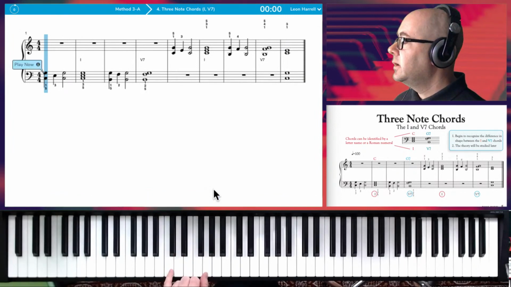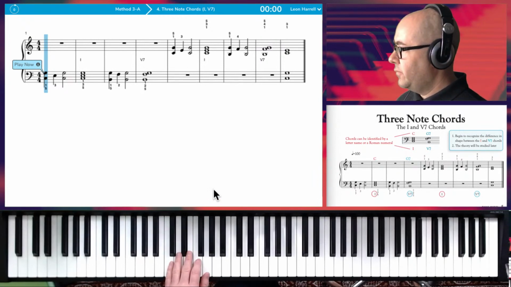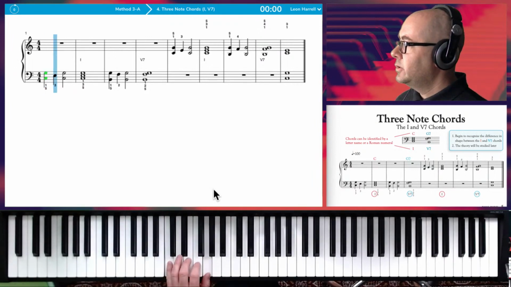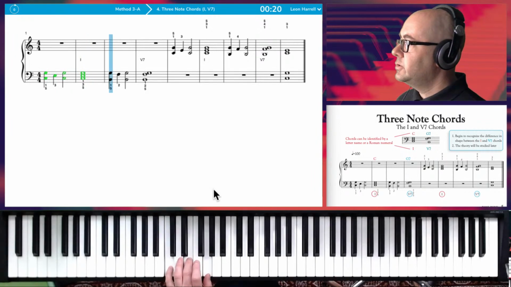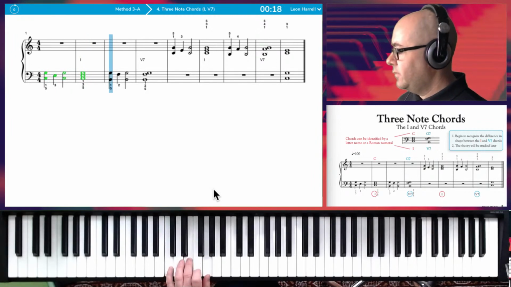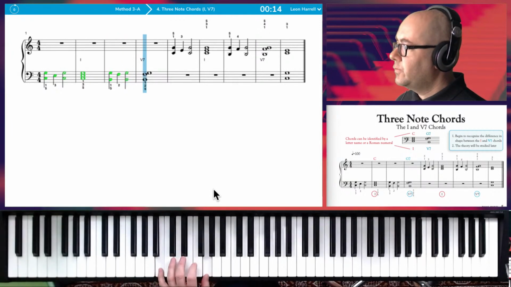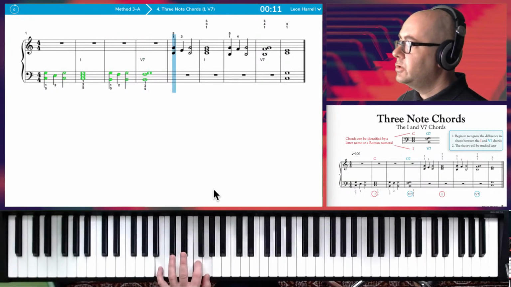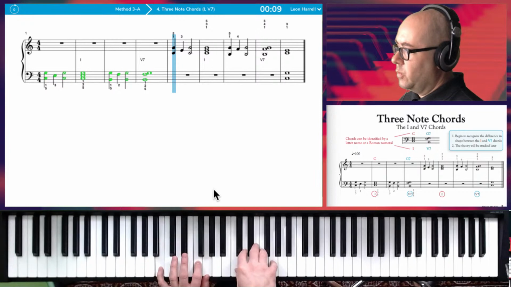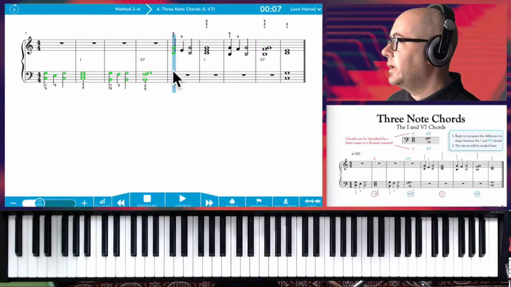2 measures, 1, 2, 3, 4, and 1, 2, 3, 4. 1, 2, 3, 4. 1, 2, 3, 4. 1, 2, 3, 4. 1, 2, 3, and recalibrate.